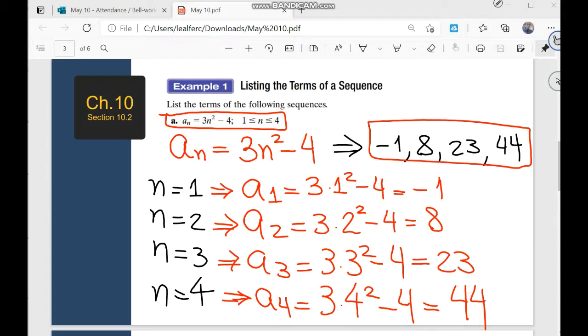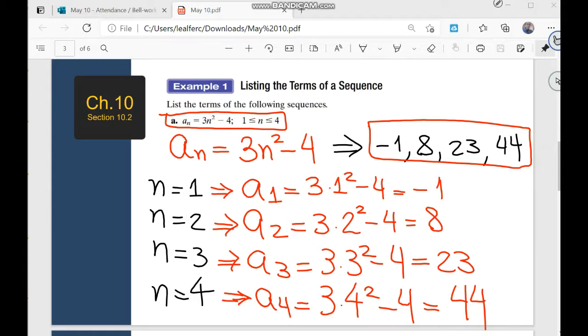And this is a finite sequence because we define that n is between 1 up to 4. Right? This is a finite sequence with 4 terms. Now, if you have questions, send me. Okay, send a question. Use the chat box.